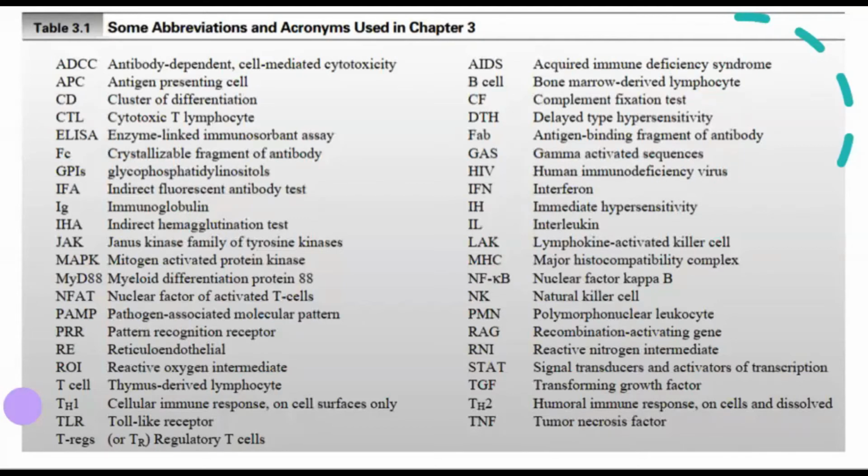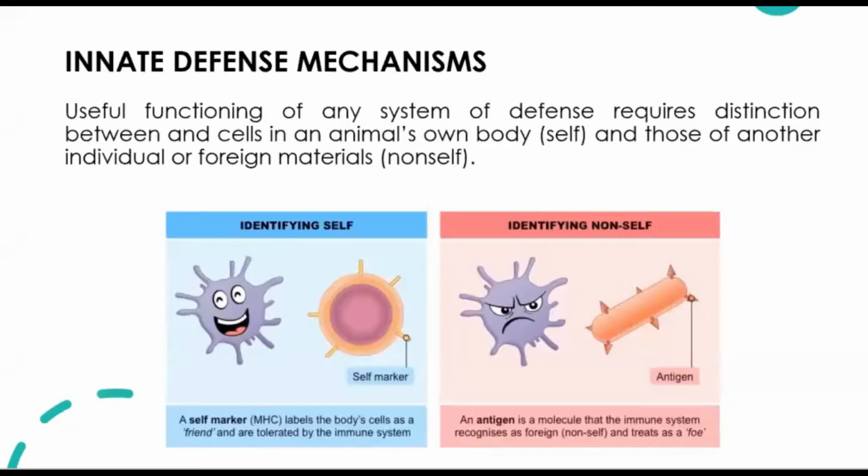So these are the abbreviations and acronyms in chapter 3. More or less only a few are needed or shown, and I will only use a few abbreviations. But moving on to part 2, probably. So moving on to our innate defense mechanism. So this type of mechanism has two types of markers, which are self and non-self markers. So here, the unbroken surface of most animals provides a barrier to invading organisms.